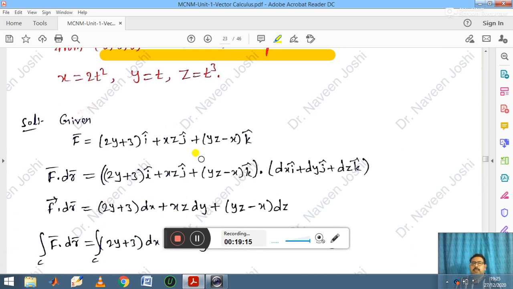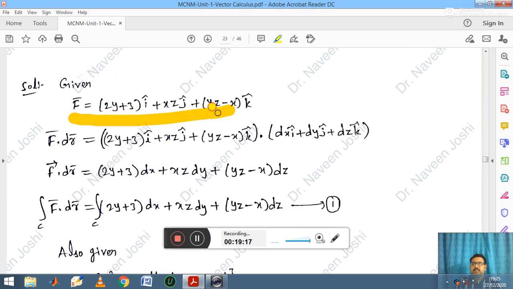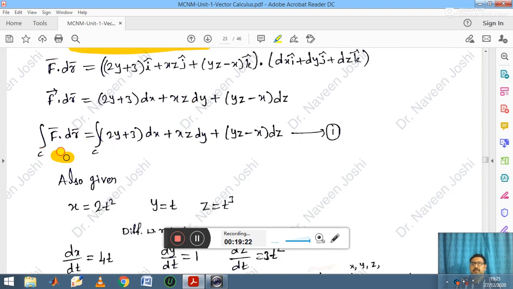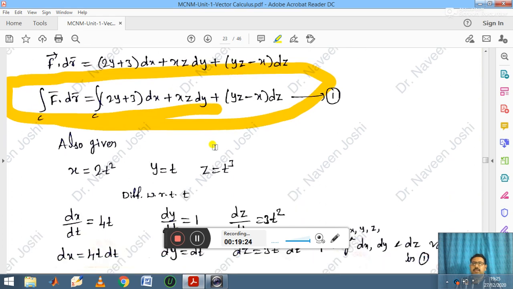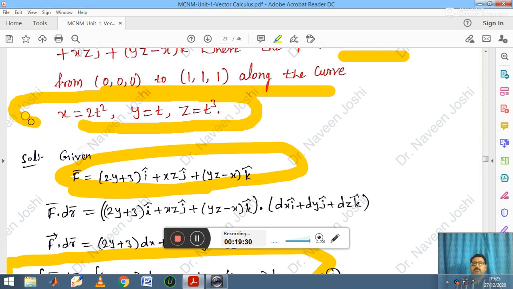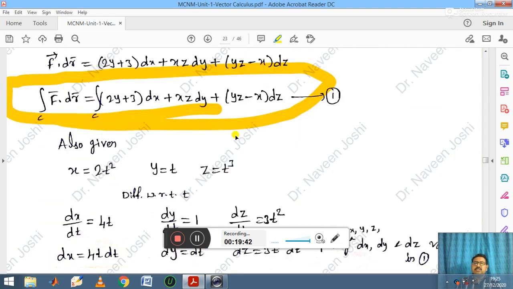Okay, then let's revise quickly. This is the given vector point function. You write it in the format of f dot dr. Then they are given three curves: x equals 2t square, y equals t, and z equals t cube. Here in this example you are reducing the three variables x, y, z into the single variable t. So for that you are using these curves.